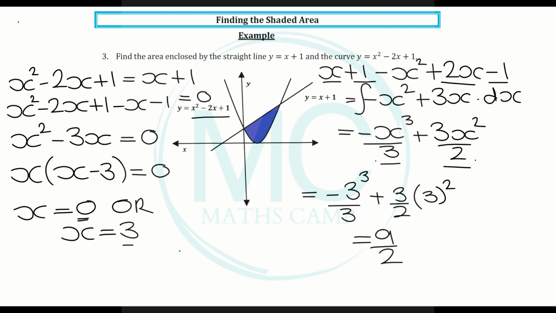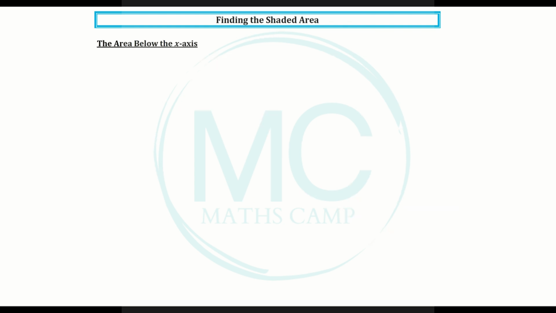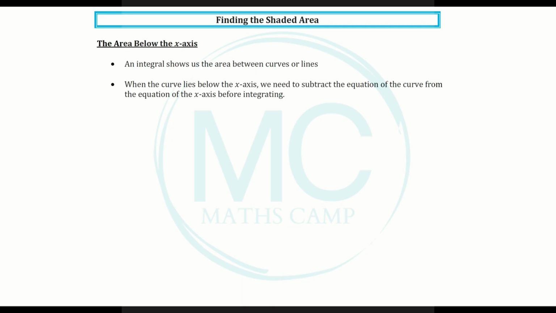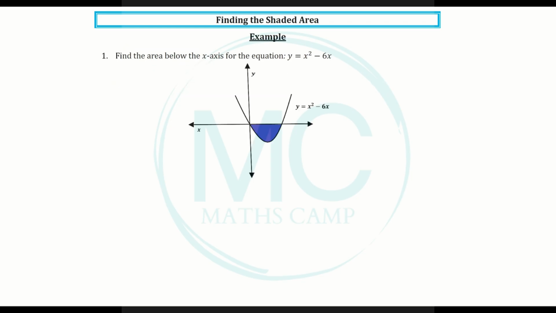Next, let's move on to the area below the x-axis. We know that an integral shows us the area between curves or lines. When the curve lies below the x-axis, we need to subtract the equation of the curve from the equation of the x-axis before integrating. So let's look at an example. Find the area below the x-axis for the equation y is equal to x squared minus 6x. Now, before we can find the area, we need our x restrictions. And in this case, we are looking at the area between the x-axis and the curve.